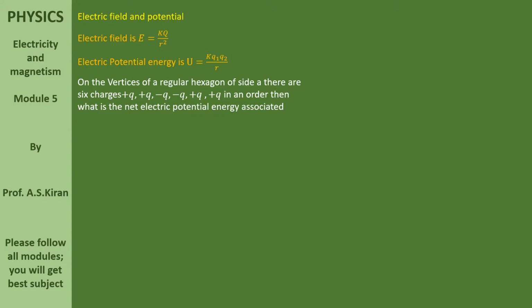Now, on the vertices of a regular hexagon of side A, there are 6 charges: plus Q, plus Q, minus Q, minus Q, plus Q, plus Q in an order. Then, what is the net electric potential energy associated with the system? Let us observe the diagram now, the hexagon.